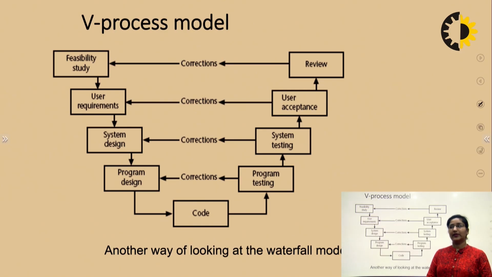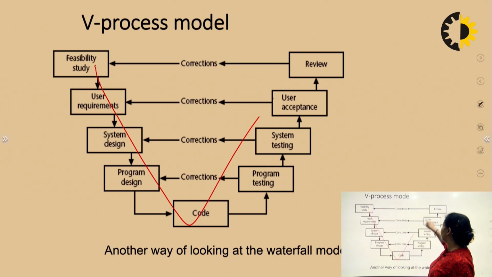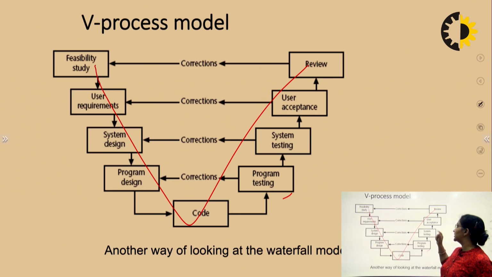Second one, we can see over here the V process model. So this is another enhanced version of the waterfall model, or we can say it is another way of looking at the waterfall model. It is known as the V process model since, if we look at this, it is in the shape of the V. So the steps are still the same: feasibility study, user requirements, system design, program design, code, then program testing, system testing, user acceptance and review.